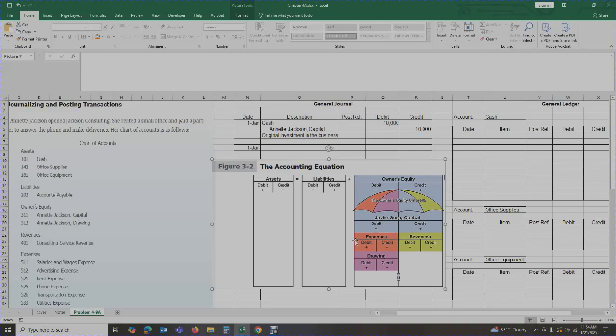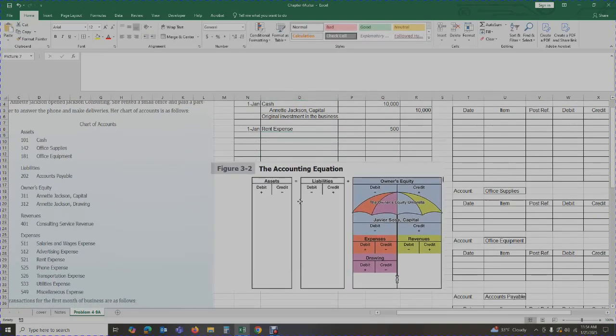If we look at the expense section, my expenses are increasing. I have to pay the rent, so that's an increase to my expense. That means I would need to debit my expenses, so I would have a debit to my rent expense for $500. How am I paying for my rent? That is the second question. Well, we are paying for the rent with cash. Cash is an asset account. If your cash is decreasing because you have less cash now, you're going to credit the cash account $500.